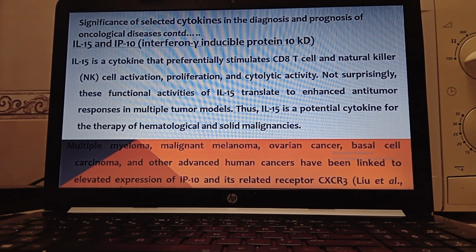Multiple myeloma, malignant melanoma, ovarian cancer, basal cell carcinoma, and other advanced women's cancers have been linked to elevated expression of interferon-inducible protein 10 and its related receptor CXCR3.